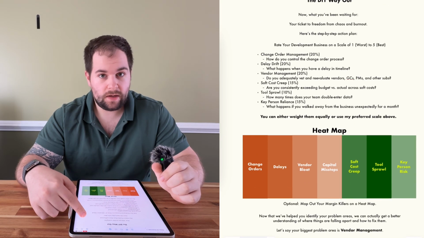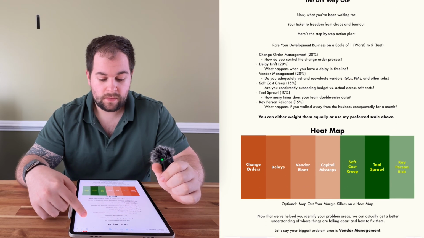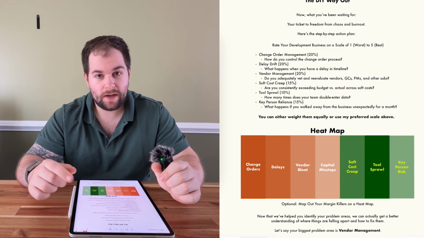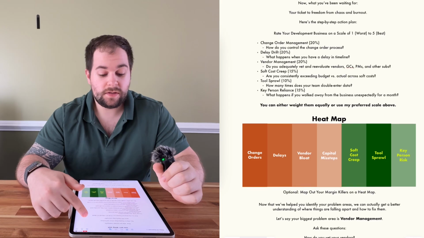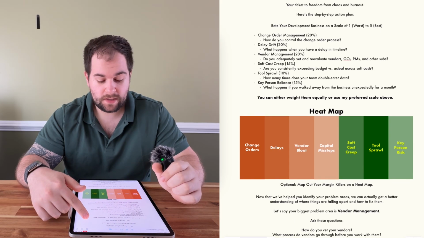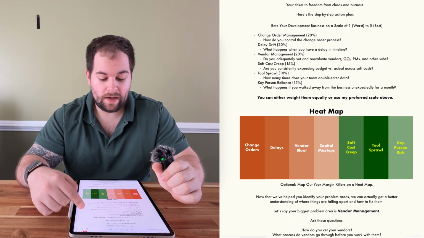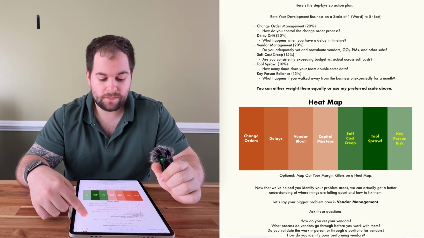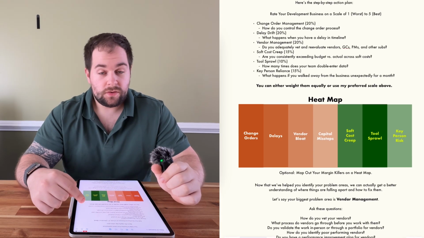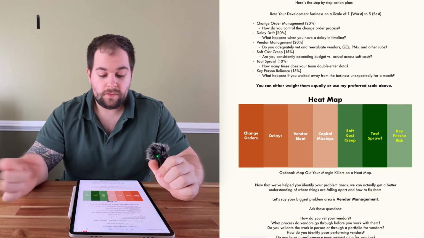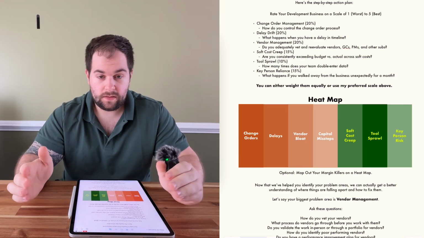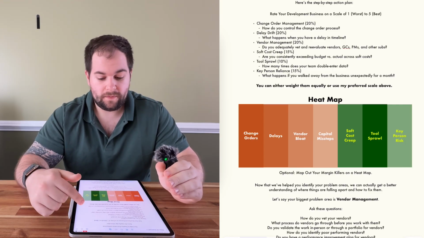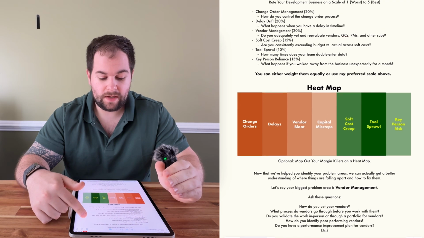So here's your DIY way out. Now, what you've been waiting for. Your ticket to freedom from chaos and burnout. Here's the step-by-step action plan that you can take so that you get out of this pain and save yourself 50K in margin. The first thing you're going to do is rate your development business in a couple different areas from 1 to 5, 1 being the worst, 5 being the best.